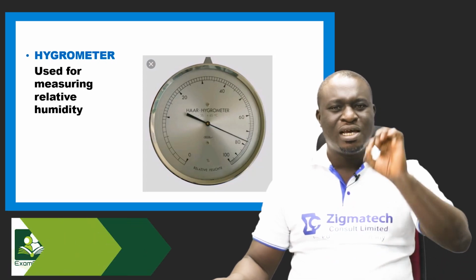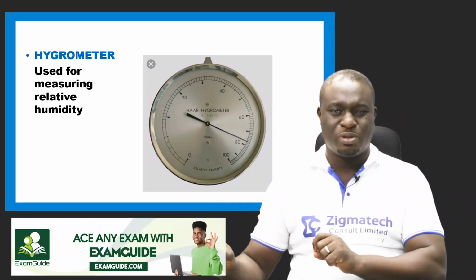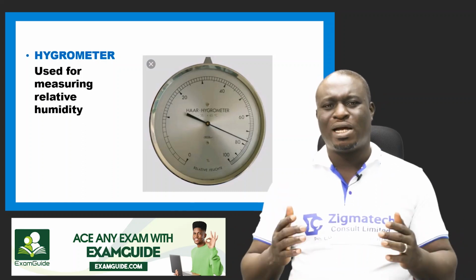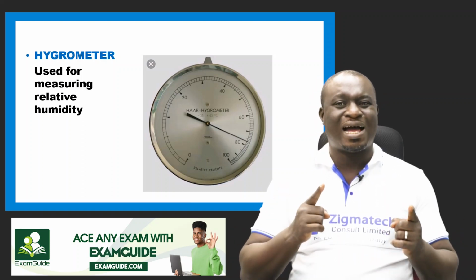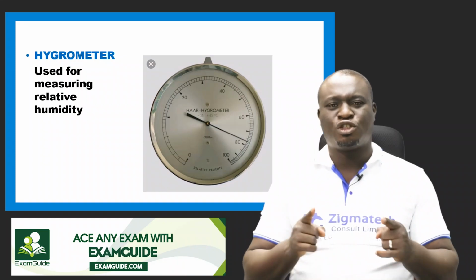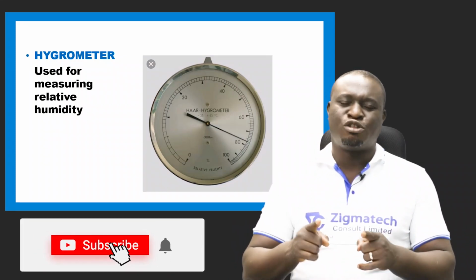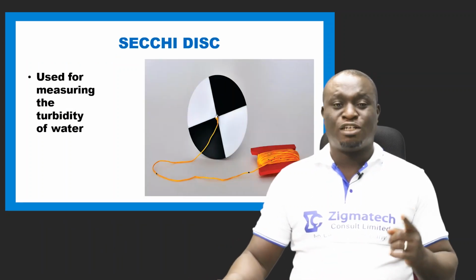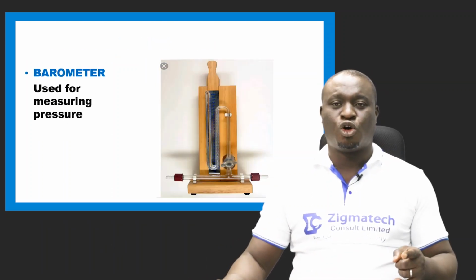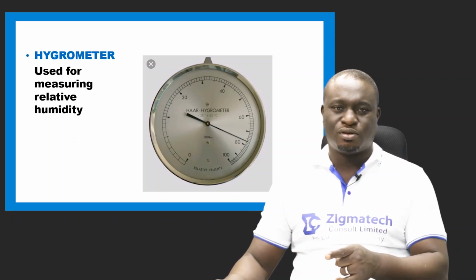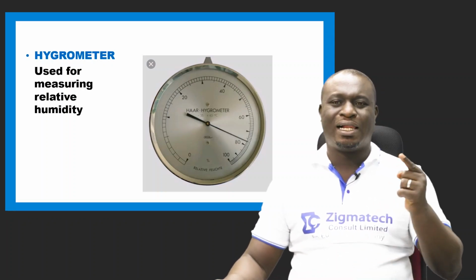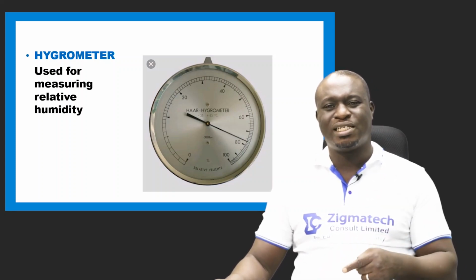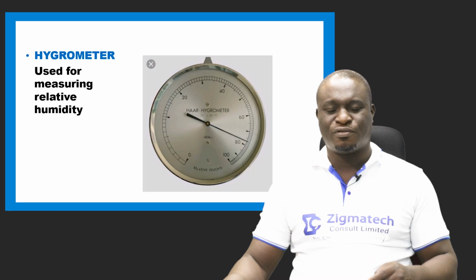Please take note of this. It is used for measuring relative humidity. I have seen in several JAMB or WAEC questions where they asked another question. They said hydrometer. Please note there is a difference between hydrometer and hygrometer. Hydrometer is used to measure density or relative density, while hygrometer is used for measuring relative humidity. Please take note of the difference.